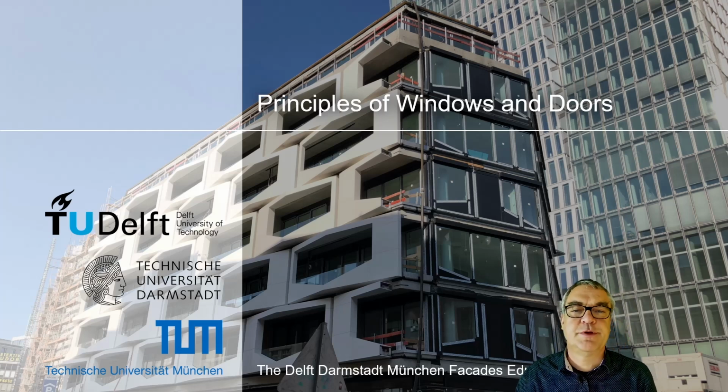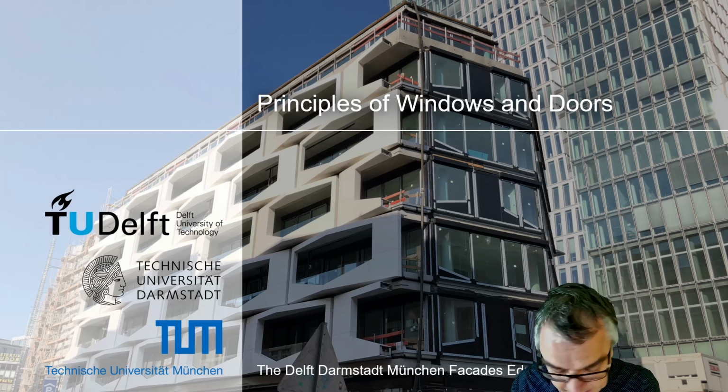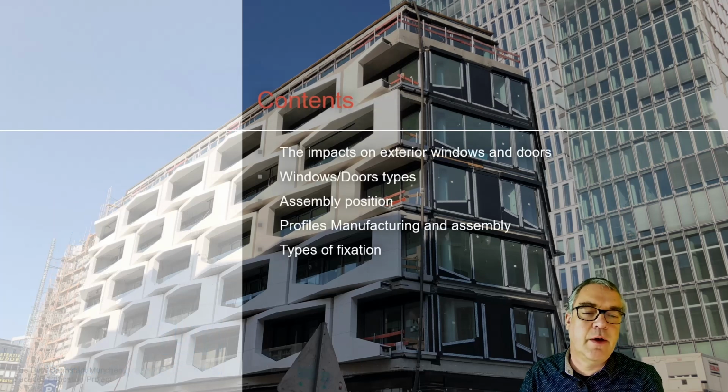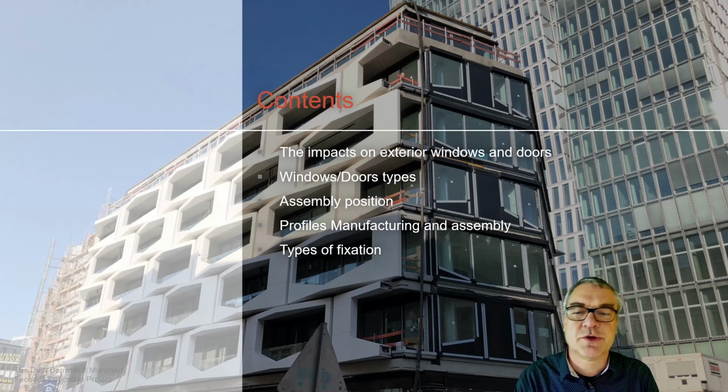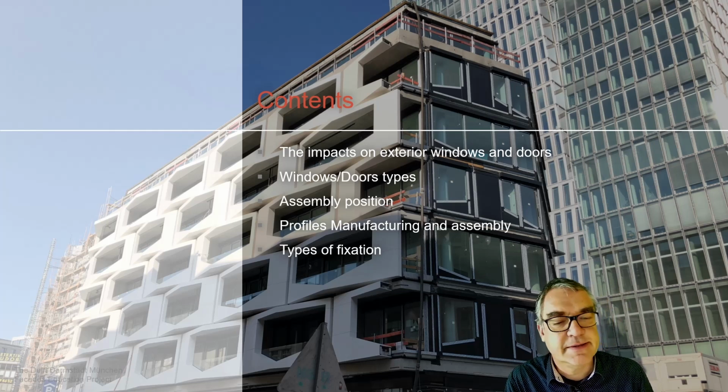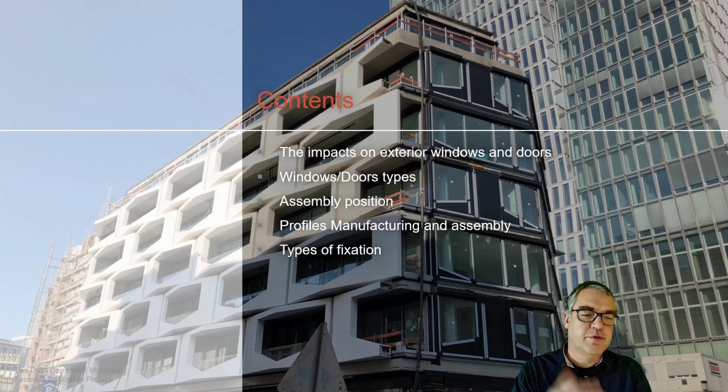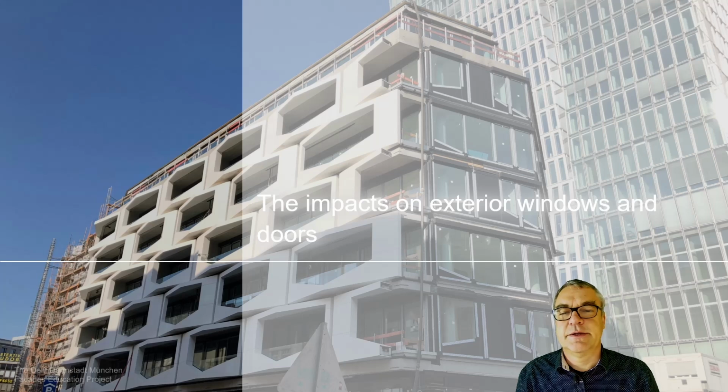Lecture D07, Principles of Windows and Doors. So all the components which we need to open and close for whatever exchange of inside and outside, maybe people, maybe goods, maybe air in our buildings. This lecture deals with the impact of exterior windows and doors, the door and window types, assembly position, profiles, and how they are in general manufactured, the five profile types we know, and types of fixation in this setup.